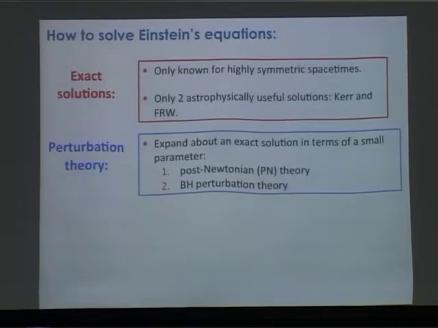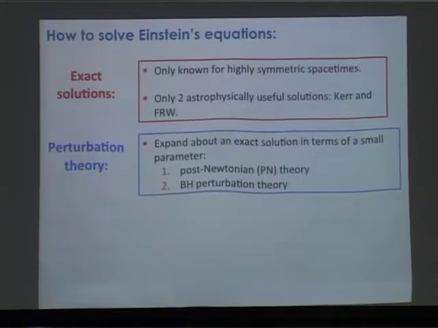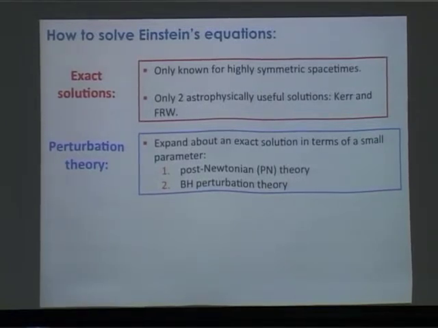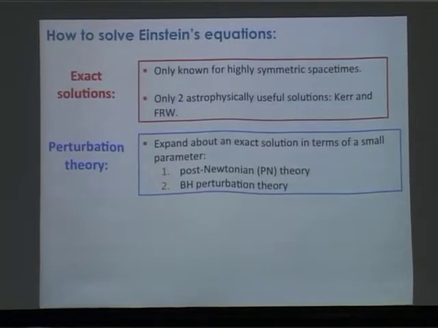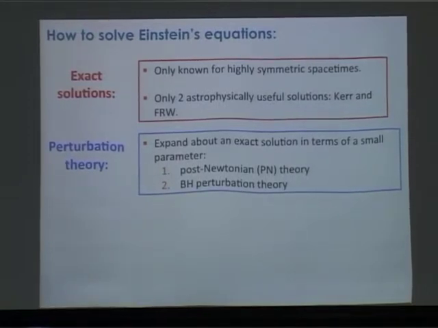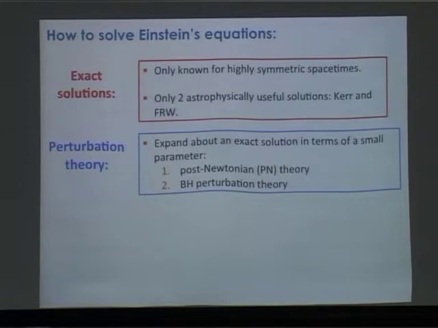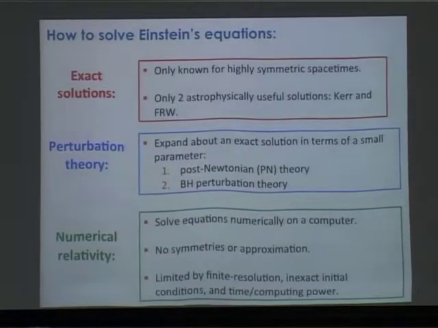Another approach is to use perturbation theory. In particular, you can expand about some exact solution. There are two ways that we have of doing perturbation theory. There's post-Newtonian theory, in which you're expanding about flat space essentially, and there's black hole perturbation theory, in which you're expanding about the Kerr or the Schwarzschild solution. In cosmology, you can also expand about the Friedmann-Robertson-Walker spacetime if you're interested in cosmological applications.